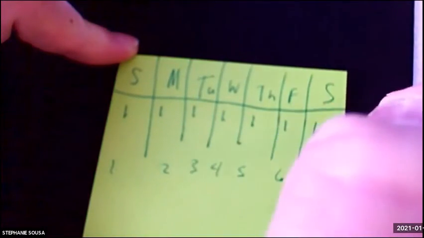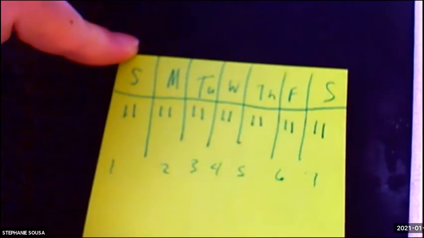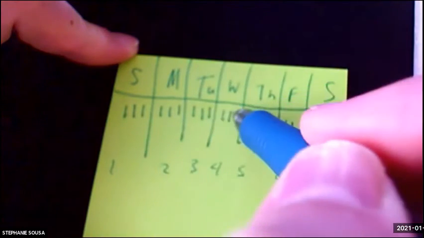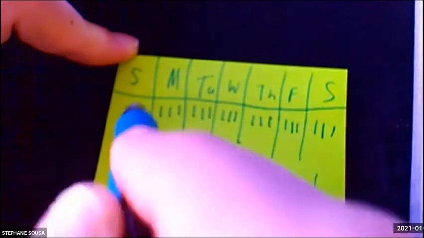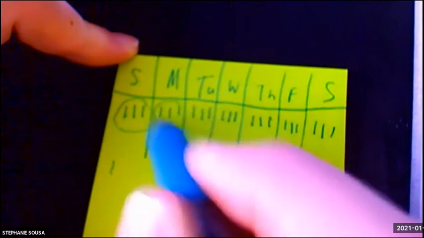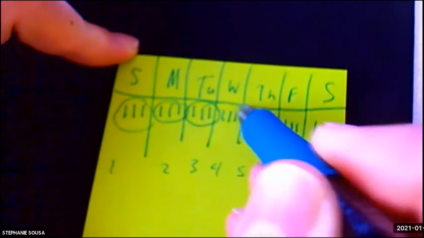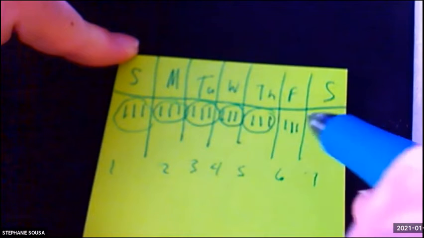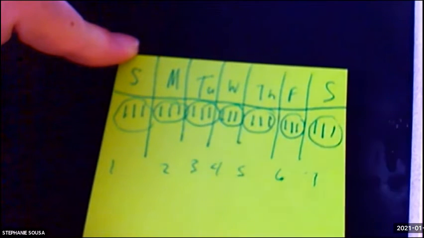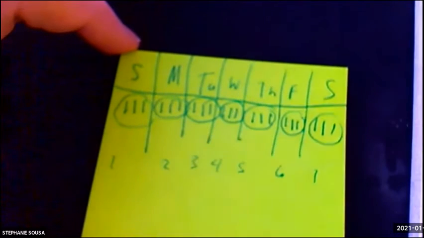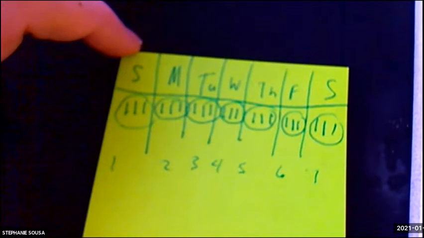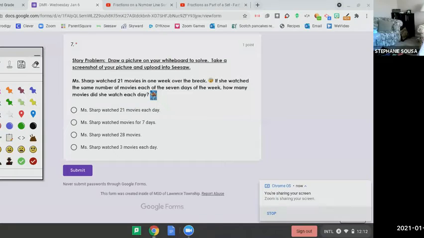1, 2, 3, 4, 5, 6, 7, 8, 9, 10, 11, 12, 13, 14, 15, 16, 17, 18, 19, 20, 21. So she watched 3 movies on Sunday, 3 movies on Monday, 3 movies on Tuesday, 3 movies on Wednesday, 3 movies on Thursday, 3 movies on Friday, and 3 movies on Saturday. So Miss Sharp watched 3 movies each day, which thankfully is one of our answers, so we know that we did our work correctly. Miss Sharp watched 3 movies each day.